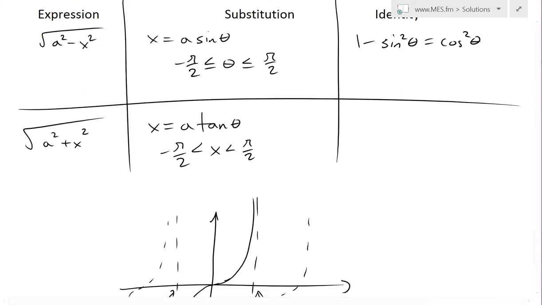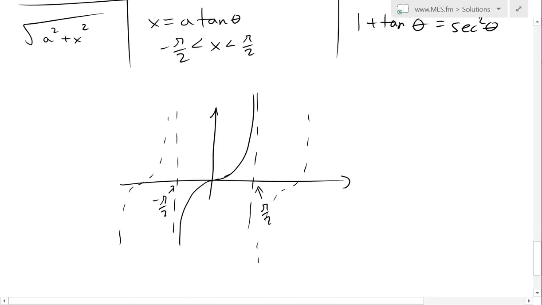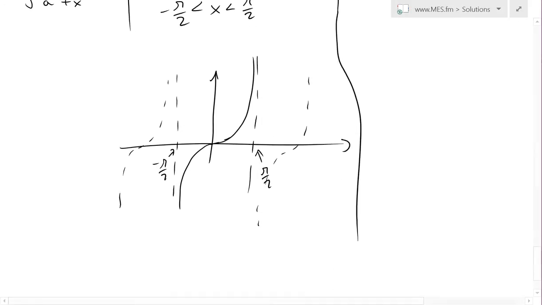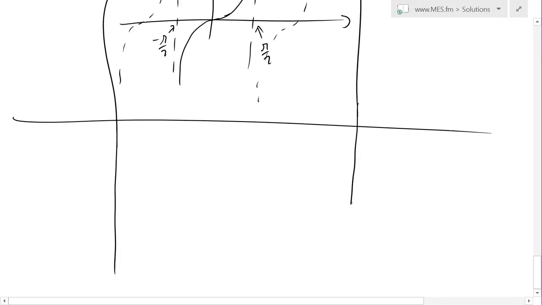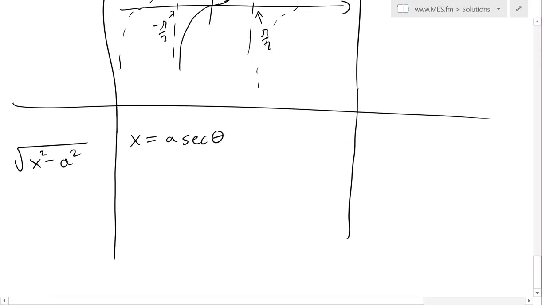And the trig identity that we will use is this one, which is 1 plus tan squared theta equals secant squared theta. Now the last expression that we might come across, or the last useful one that comes up a lot, is this one here, x squared minus a squared. If we have this, we would apply x equals a secant theta.